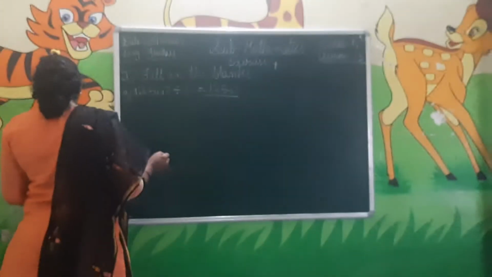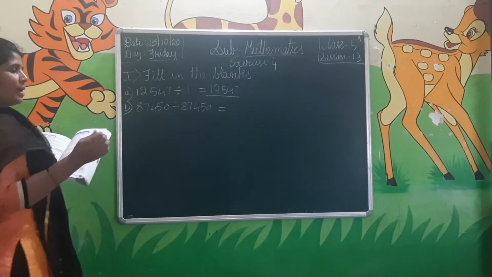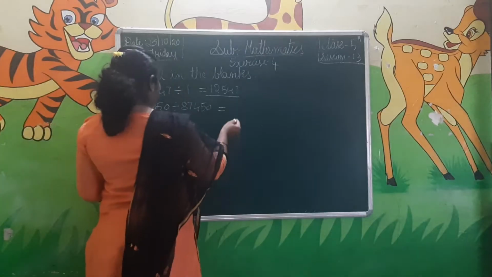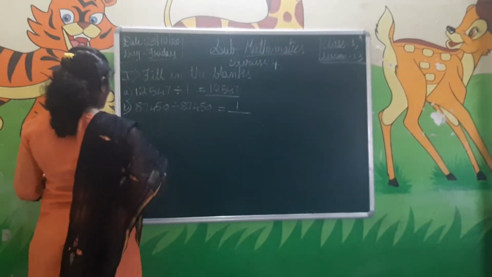Divided by 1. When we divide any number by 1, we will get the same number as the answer. That is 12,547. Next, B: 87,450 divided by 87,450. When we divide any number by the same number, we will get the remainder... the answer is 1, sorry, not 0. 87,450 into 1 is equal to 87,450 only.